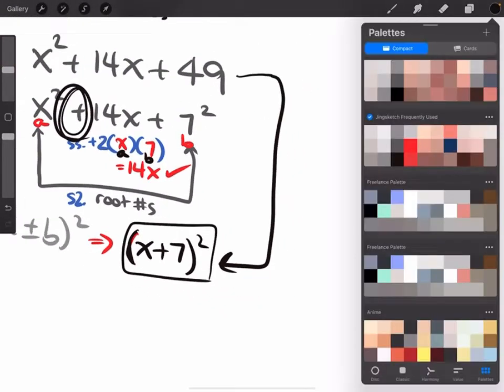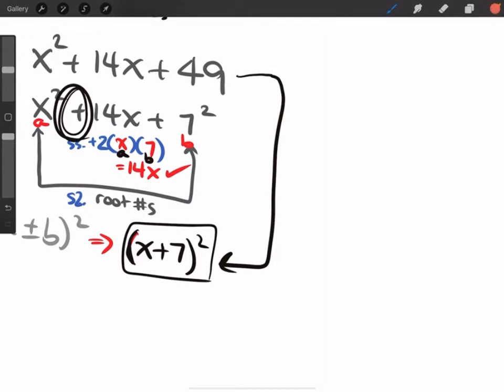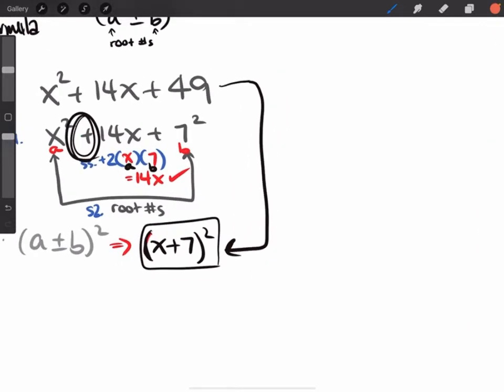Now, another method that I like, because I always try to give you options, so you can choose one or the other. I like the trial and error method when it comes to this. So you have x squared plus 14x. I'm just rewriting this again, so it's easier to see.